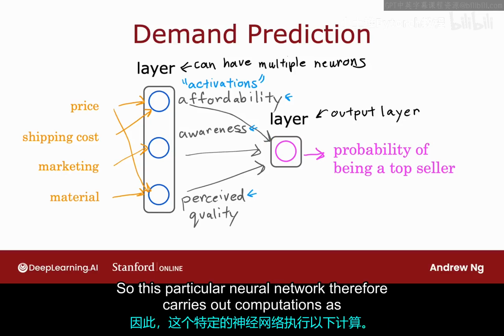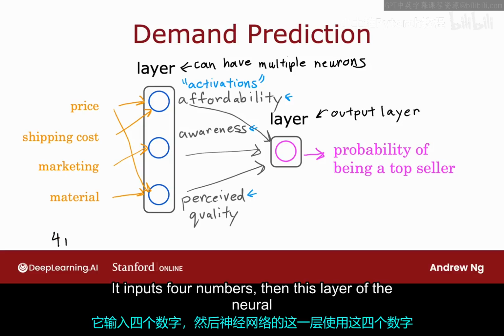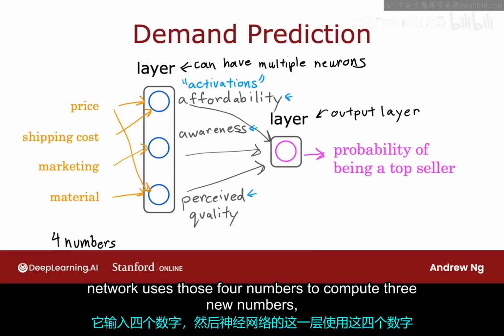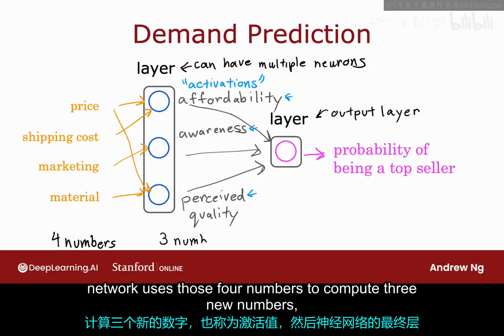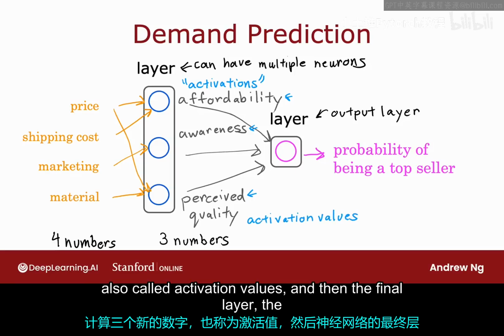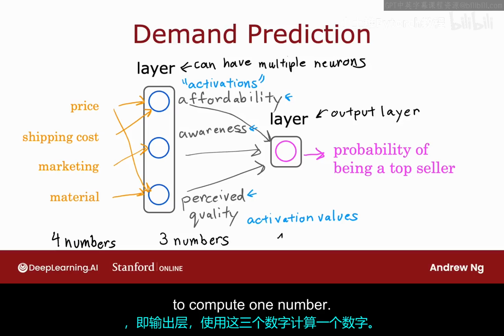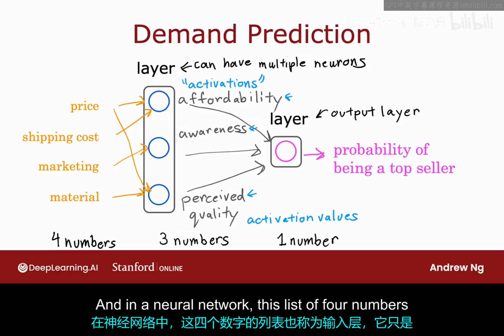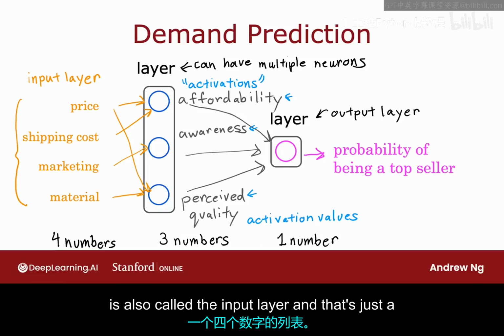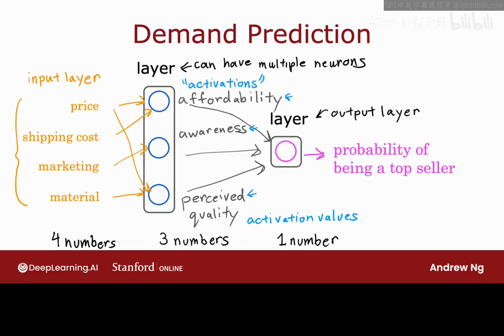So this particular neural network, therefore, carries out computations as follows. It inputs 4 numbers. Then this layer of the neural network uses those 4 numbers to compute 3 new numbers, also called activation values. And then the final layer, the output layer of the neural network, uses those 3 numbers to compute 1 number. And in a neural network, this list of 4 numbers is also called the input layer. And that's just a list of 4 numbers.